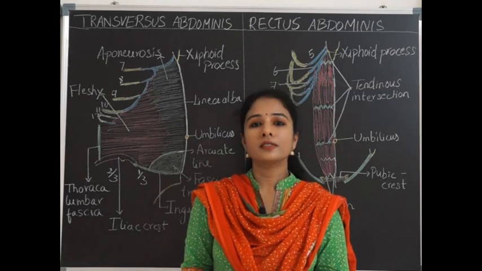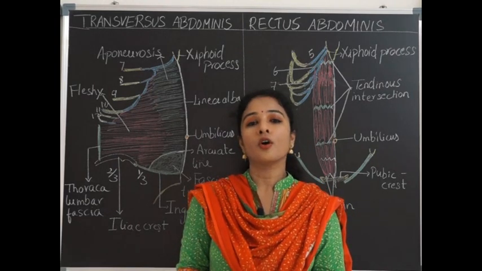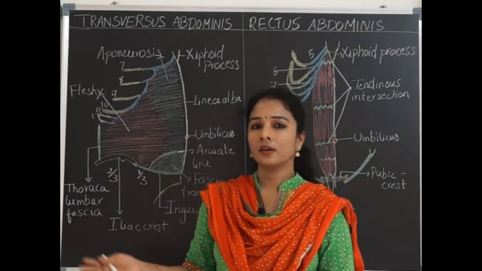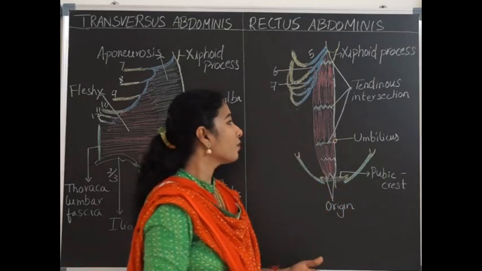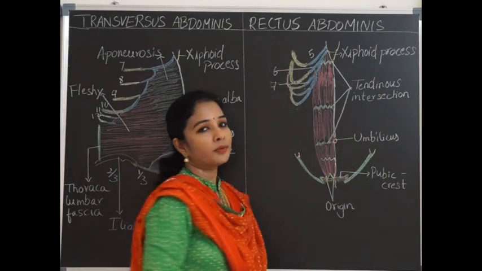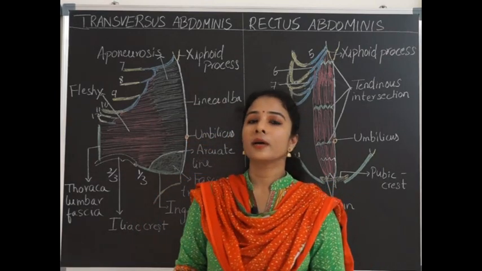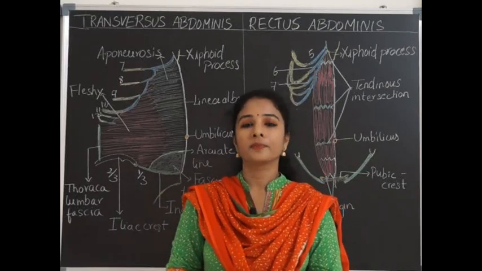And all the expulsive acts like defecation, vomiting, micturition, coughing, sneezing, all these are because of the anterior abdominal muscles. And forward flexion of the abdomen is done by the rectus abdominis muscle, and lateral rotation is by external oblique and internal oblique on the opposite side.